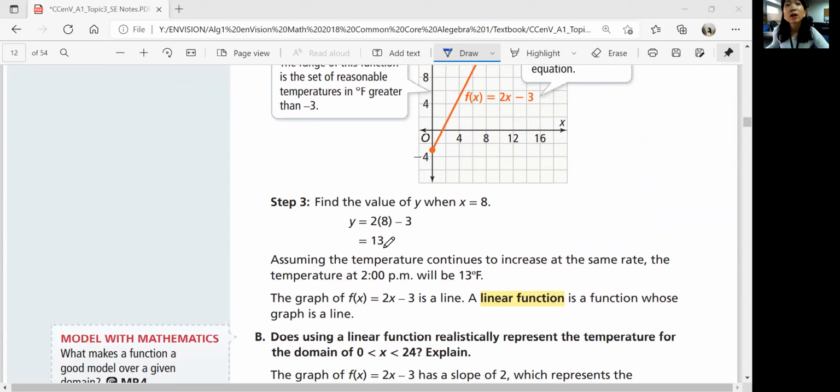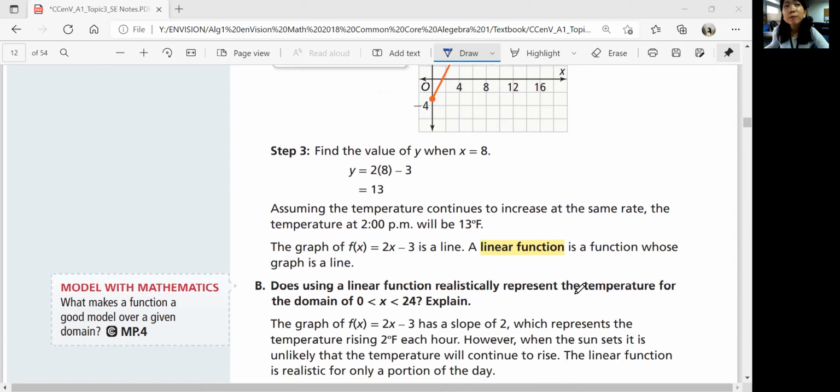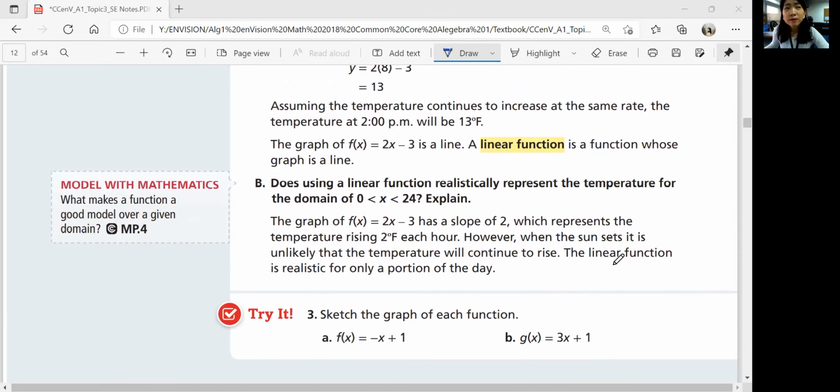Okay, it's a line. A linear function is a function whose graph is a line. Linear equation, linear function, they're pretty much similar things, but a function has to be a function. The equation could be any equation that graphs a line without being a function. Okay. Part B, does using a linear function realistically represent the temperature for the domain of x greater than 0 and less than 24?